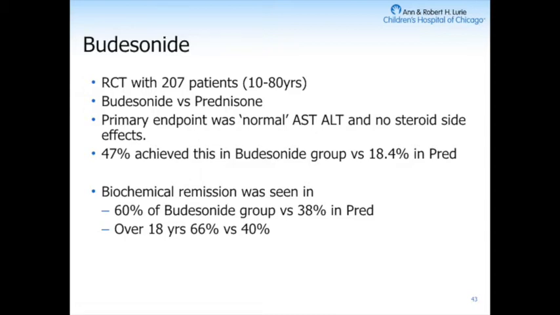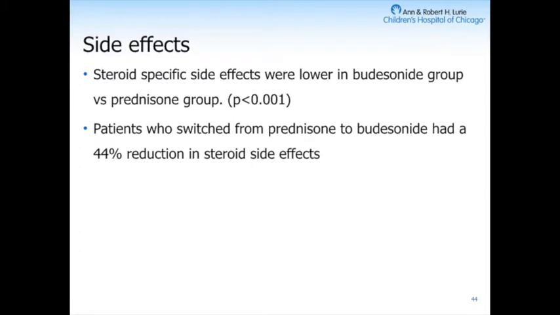But even then, they only had biochemical remission in 60% of the budesonide group and 38% of the prednisone group. Most other studies have had much higher levels of remission in the prednisone or budesonide groups. When you look at only the over 18s, it was a little bit higher, but still, I would say, low. Steroid side effects were lower in the budesonide group. That was not unexpected.